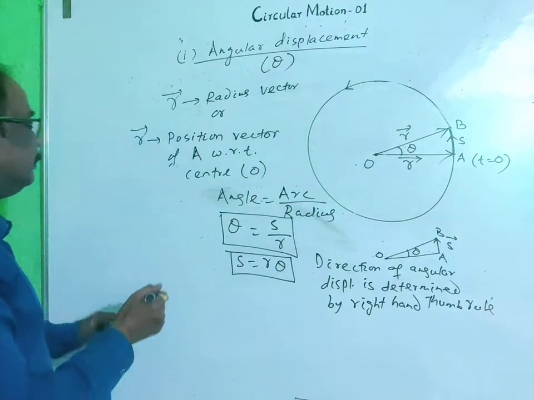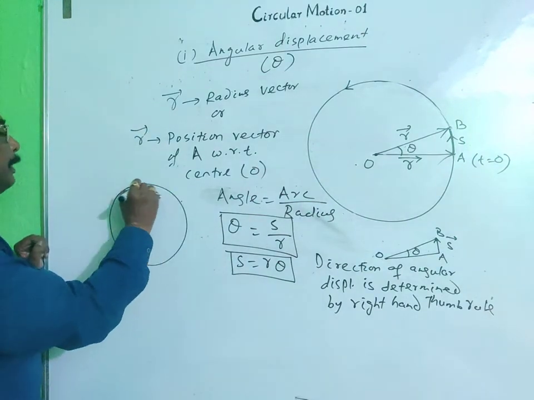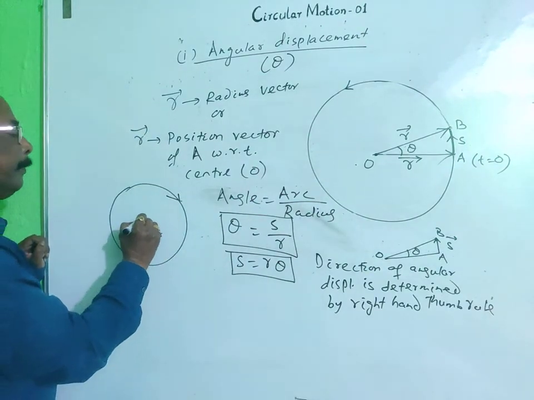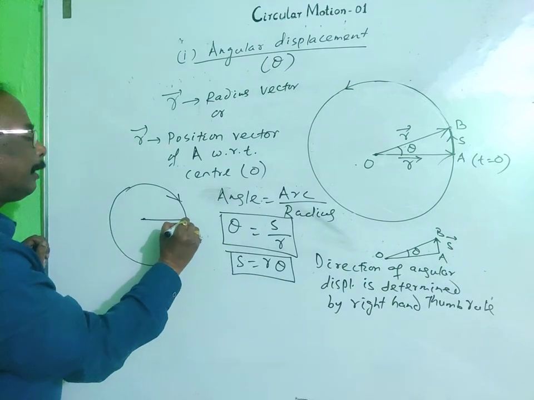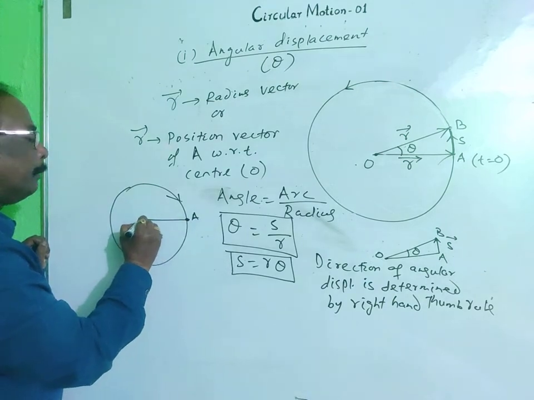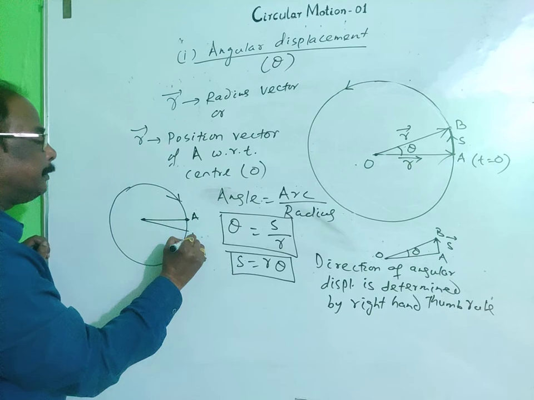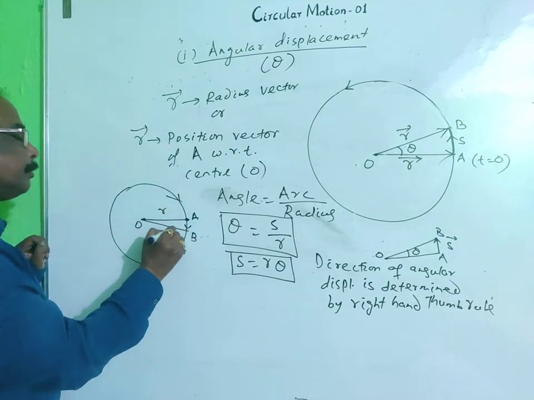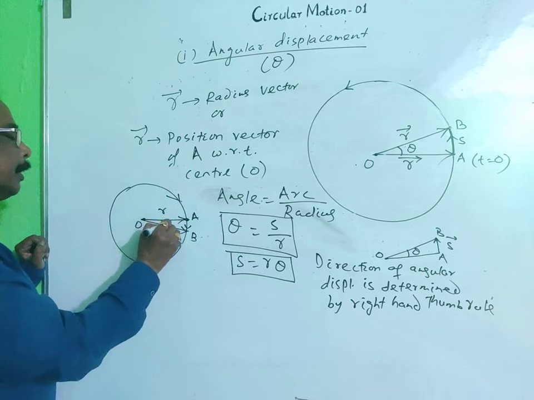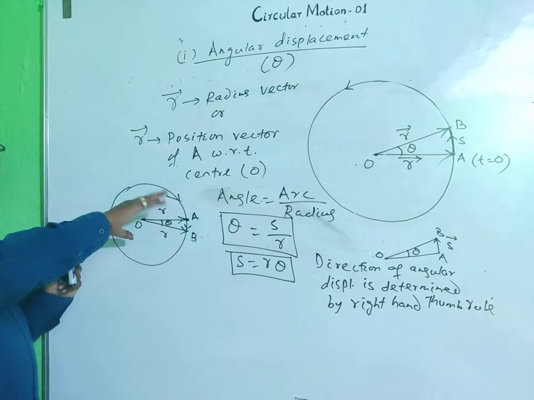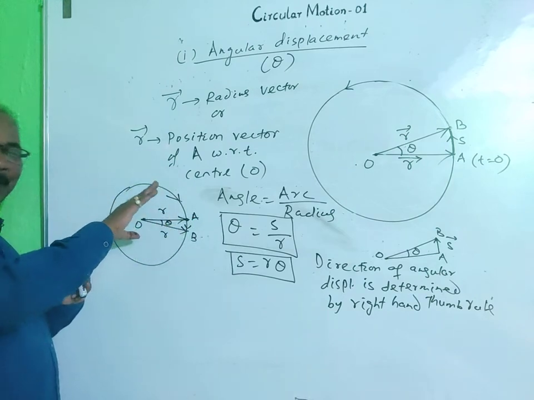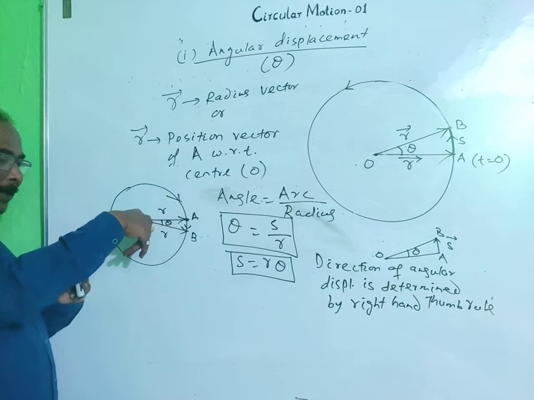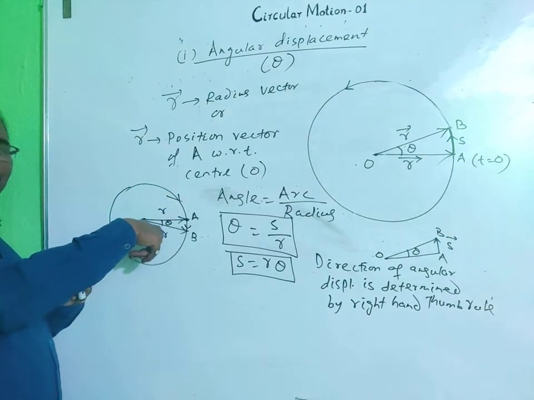And obviously, if the particle moves in clockwise order, that initially the particle is at A and moves to position B in clockwise order, this is R, OA, OB, this angle is theta. Then curl your fingers from A to B, then direction is inwards.